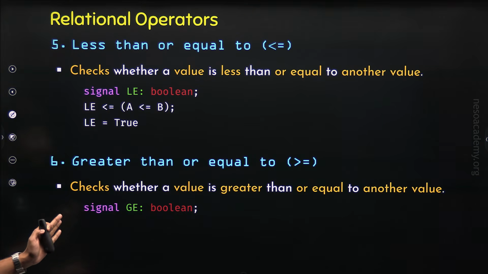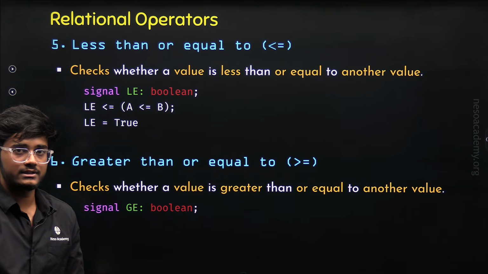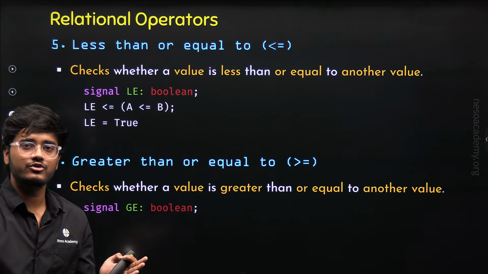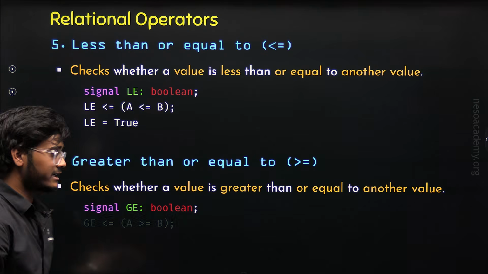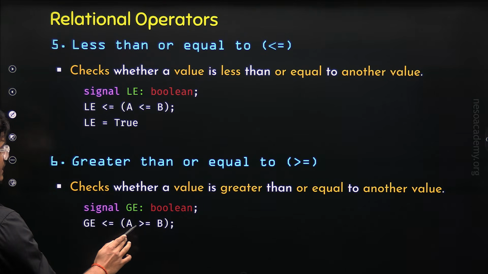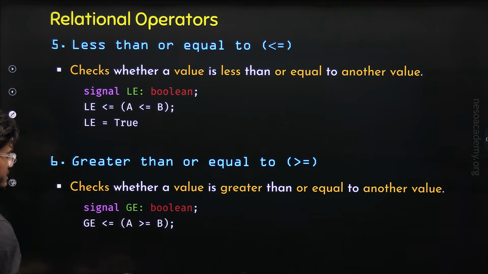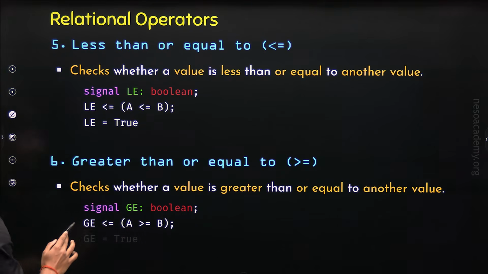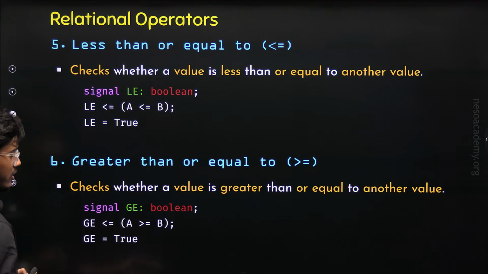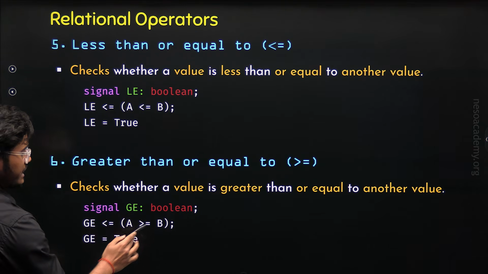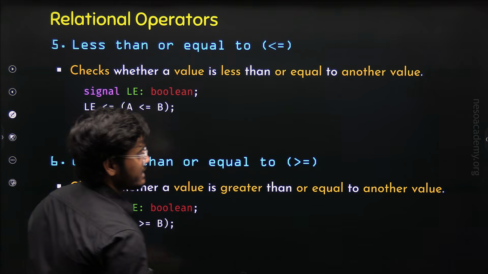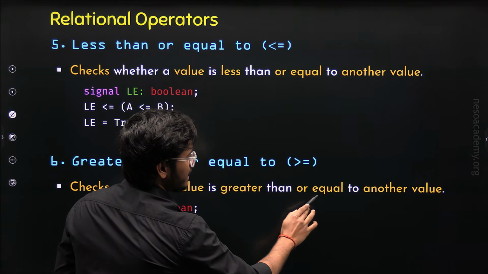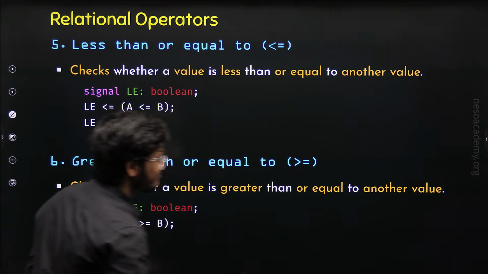Now, I will take signal GE to store the result and let's consider the same two signals A and B. Let's write the operation as A greater than equal B and store the result inside this GE signal. Now, in this case, GE will return true because both A and B are equal to 10, which satisfies this condition, equal to another value.